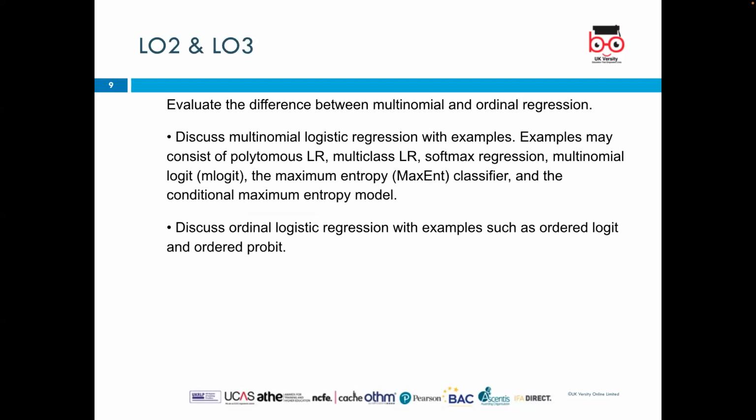For learning outcome 2 and 3, evaluate the difference between multinomial and ordinary regression. That's the first question. And then the second one is discuss multinomial logistic regression with examples. Examples may consist of polytomous LR, multi-class LR, softmax regression, multinomial logit, that's MLogit, the maximum entropy classifier, and the conditional maximum entropy model. Discuss ordinal logistic regression with examples such as ordered logits and ordered probits.